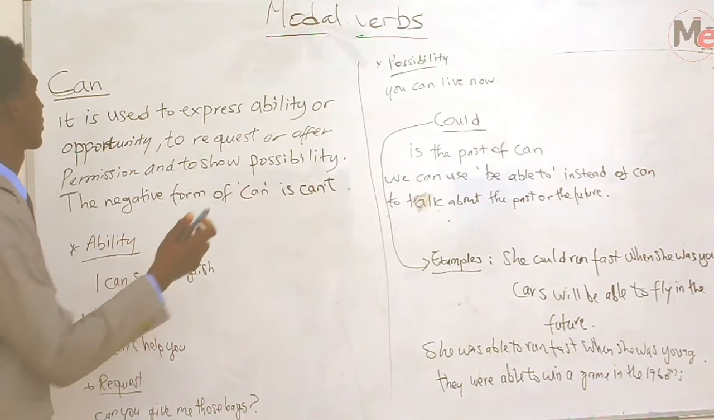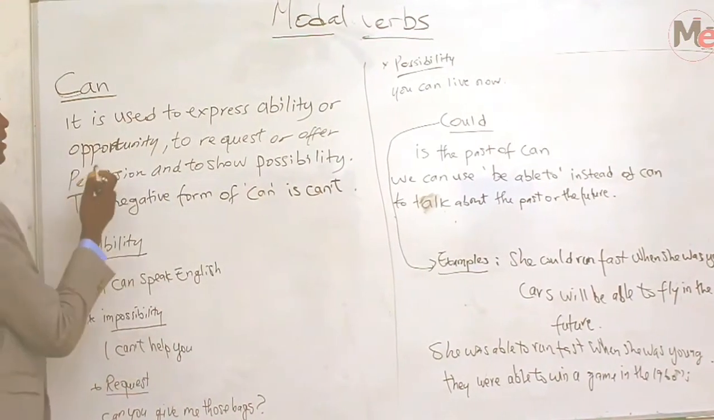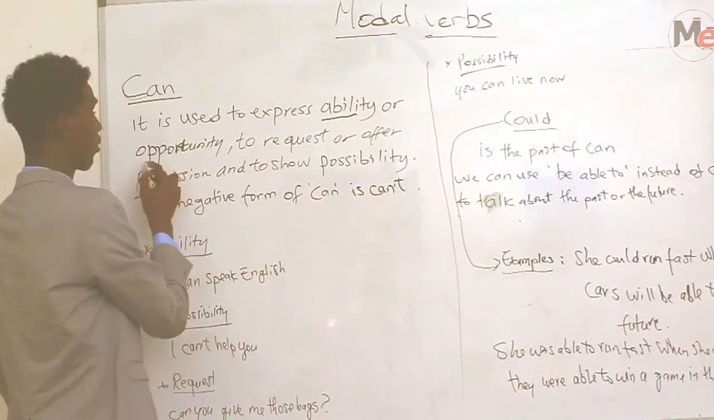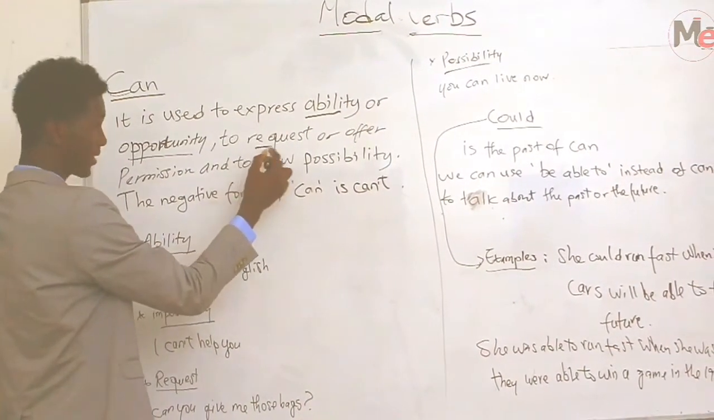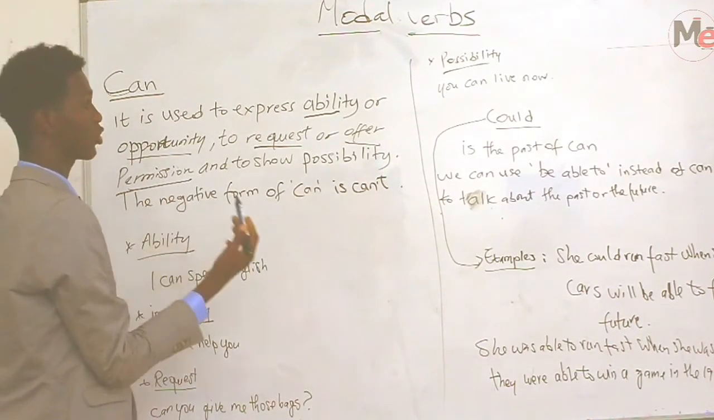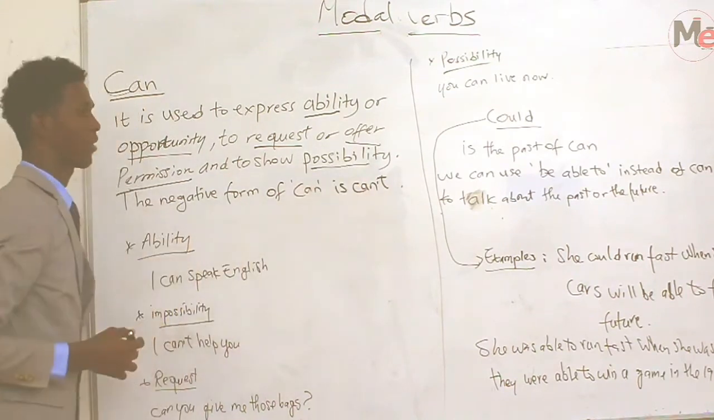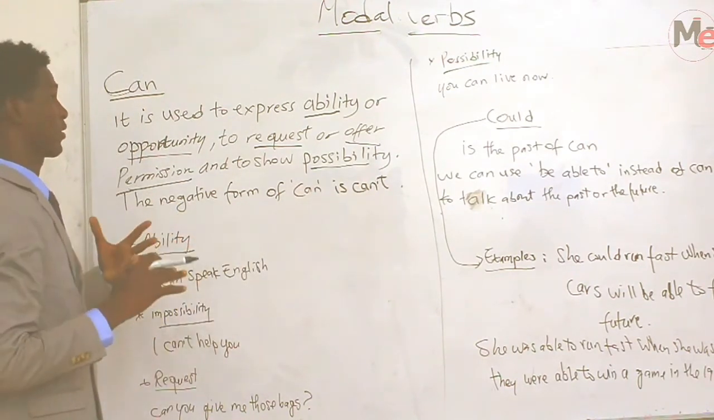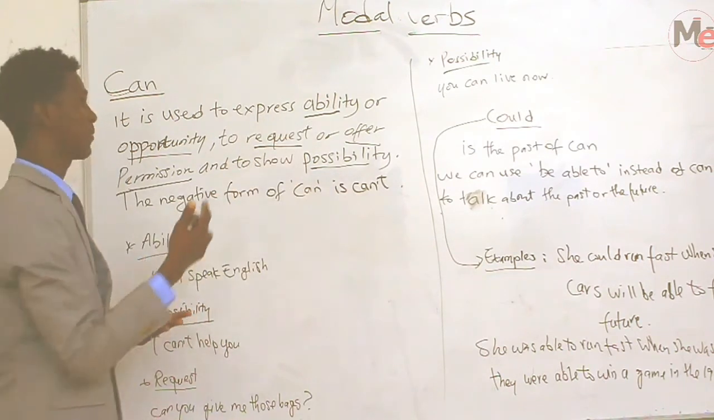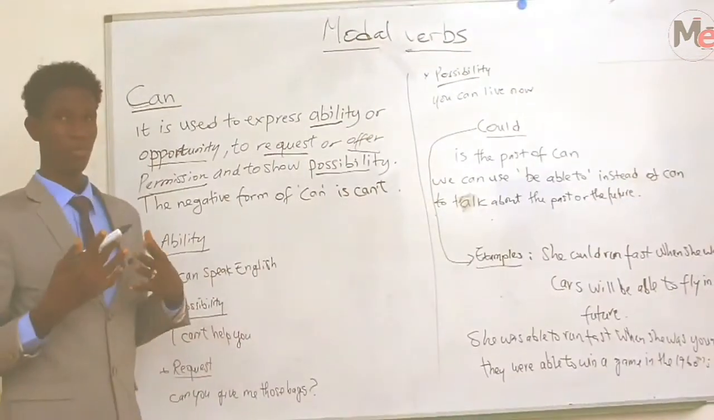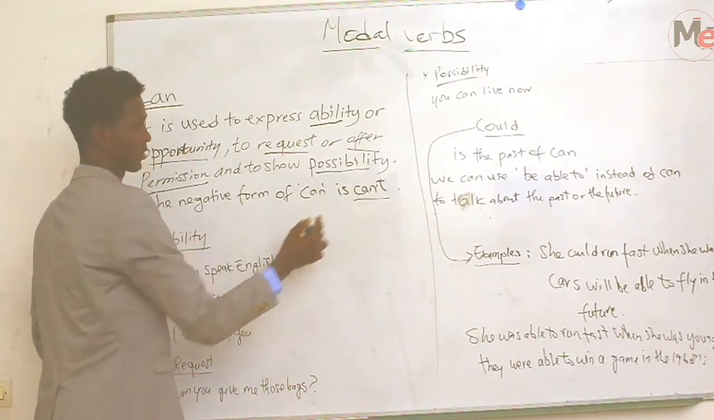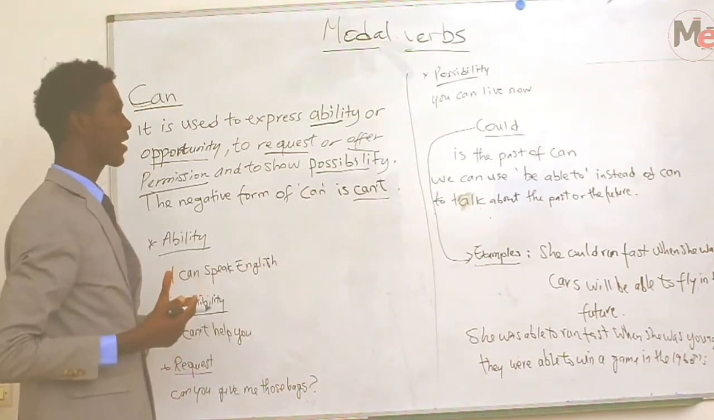The modal verb can is used to express ability or opportunity, to request or offer permission, and to show possibility. Okay, so we're going to look at those five things with examples: ability, opportunity, request, permission, possibility. The negative form of can is basically can't. So you can say I can't, okay?